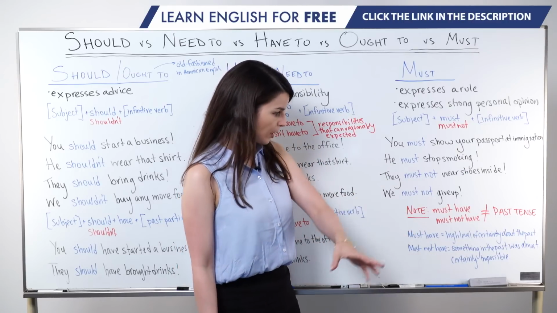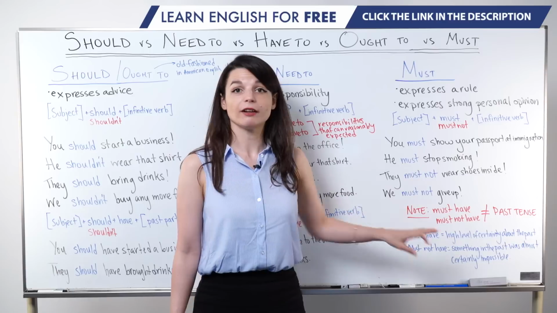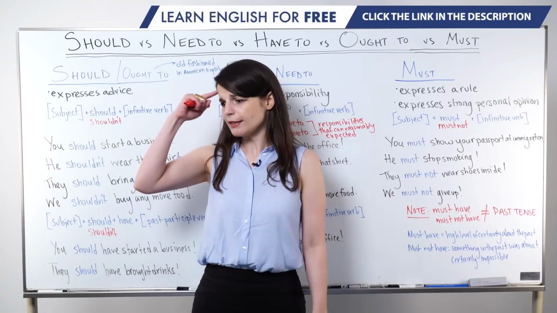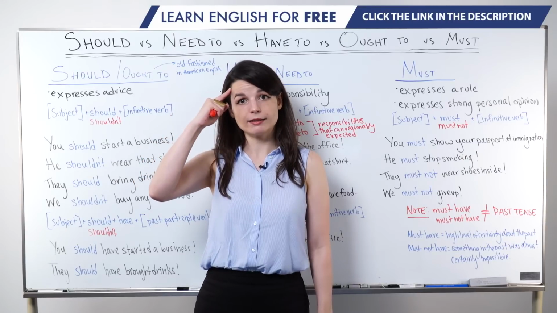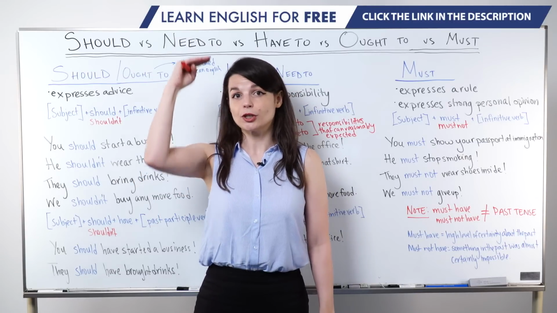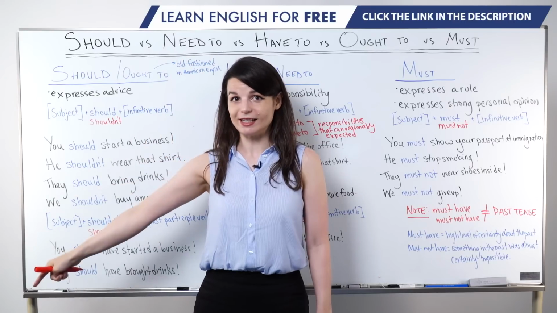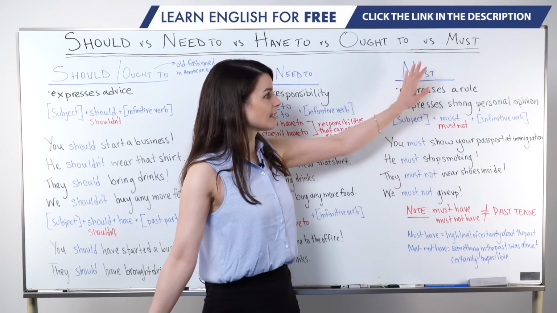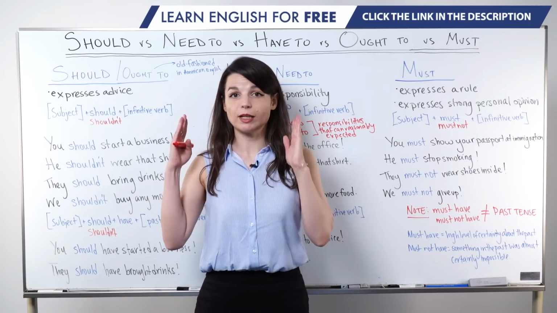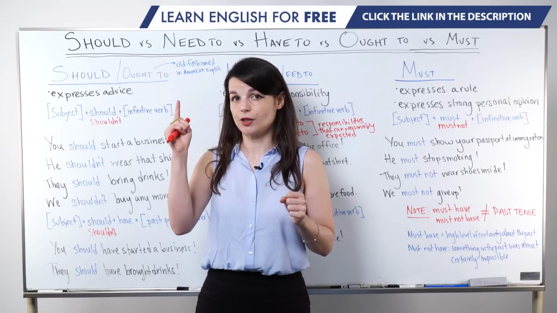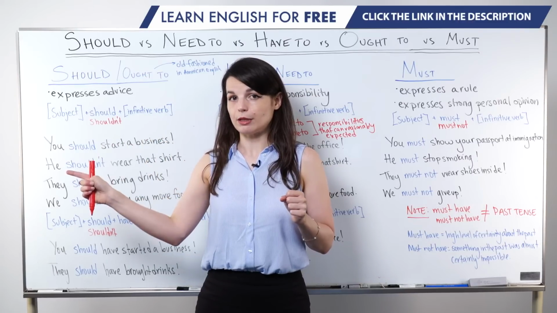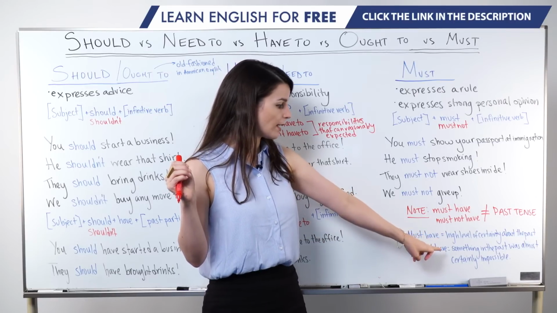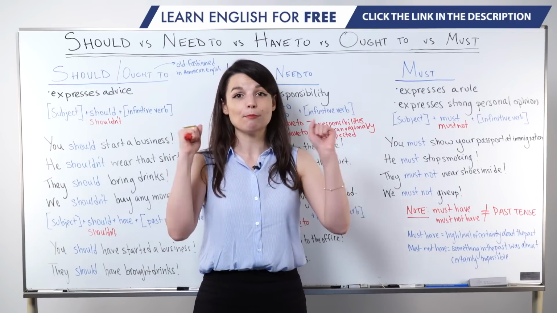Must have plus a past participle means there's a high level of certainty about something in the past. Oh, I must have forgotten my keys. Means there's a high level of certainty that I forgot my keys. So must have does not mean must in this meaning. It's a different meaning. I'm expressing a guess with a high level of certainty about something that happened in the past. In the negative form, must not have means something in the past was almost certainly impossible.